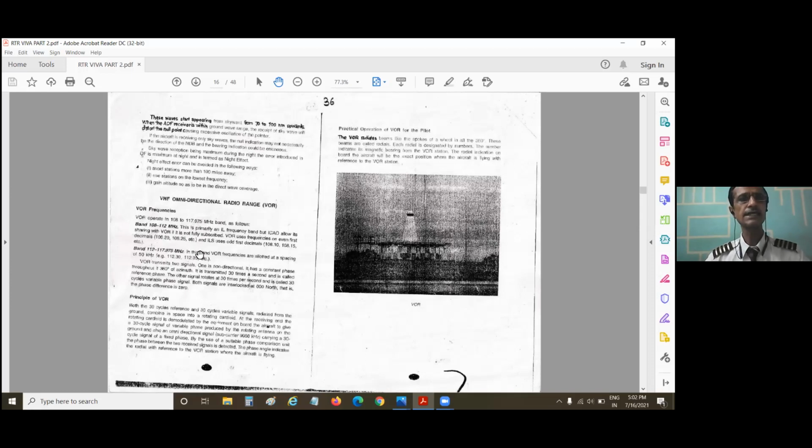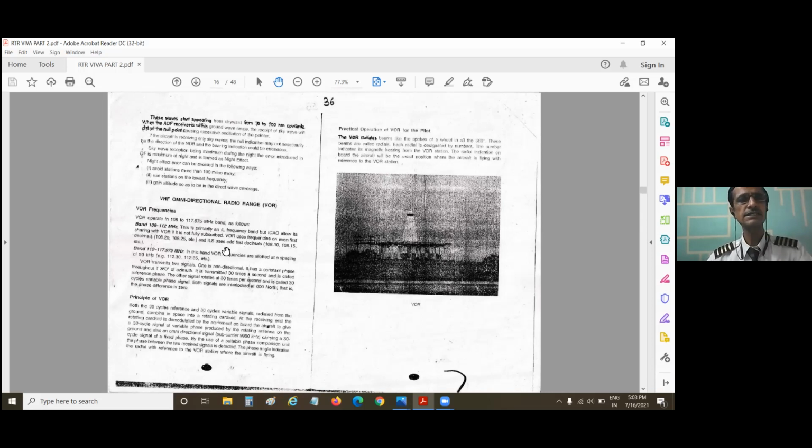108 to 112 is an ILS frequency band. Actually, this is also used by ILS, that is Instrument Landing System. Instrument Landing System also is an aid, but not a navigational aid. It's a landing aid, used for landing. It's not used for navigation, but VOR is used for navigation. But this frequency band, which is used by VOR from 108 to 117, must definitely contain 112 also. Now you will be wondering how ILS and VOR both work on the same band.